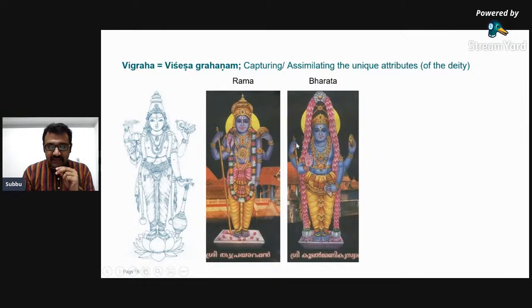So here you see the Bharata has exactly the same Ayudhas that Rama has. He also holds the Shankha, the Chakra, the Kodandam, and the Akshamala. And this can be related to the fact that even in the Ramayana, Rama and Bharata are extremely close to each other and they resemble each other in many, many ways.